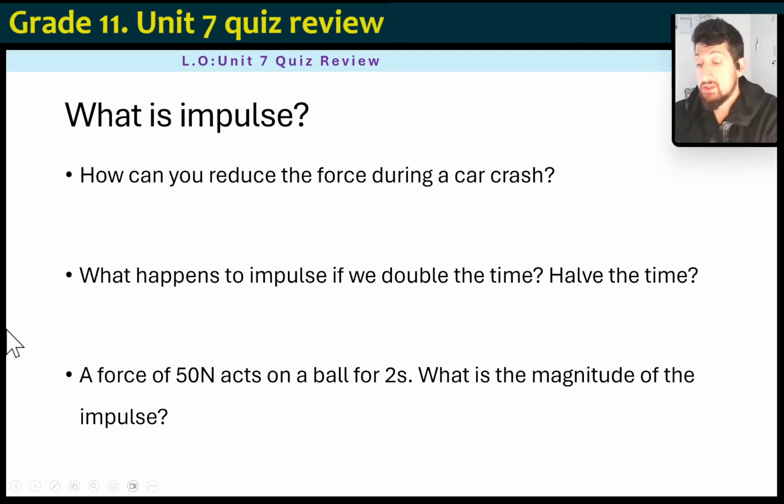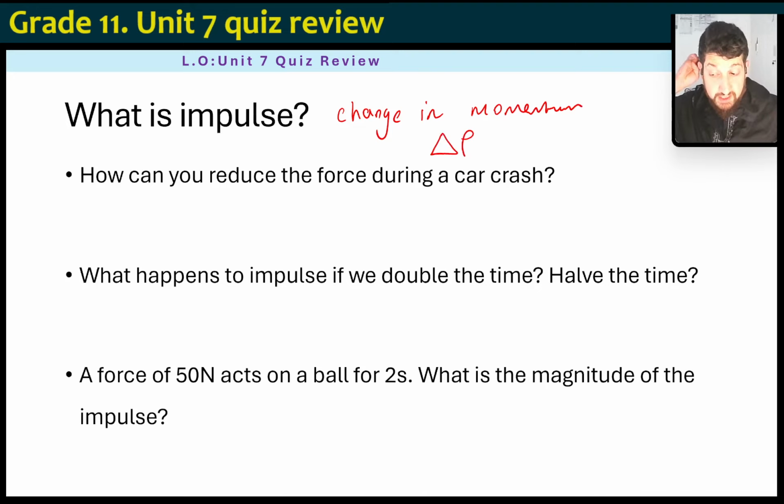What is impulse? Impulse, simply speaking, is change in momentum. So that's momentum after minus momentum before. So change in momentum equals impulse. And it looks like this, change in momentum. That's what the triangle means, change in.